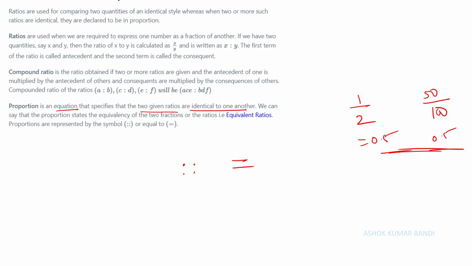The first one, ratios are used for comparison purposes. We can write A is to B as A by B also. Compounding of ratios means simply multiplying the ratios. Proportion means if two ratios are giving the same value, we say those ratios are in proportion, or simply say those are equal ratios.